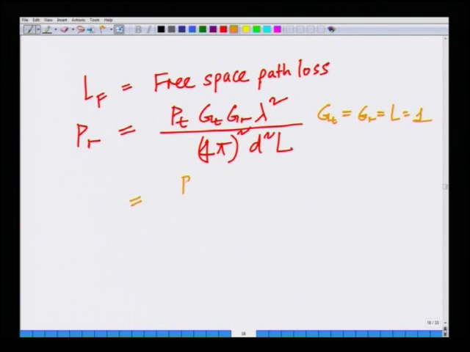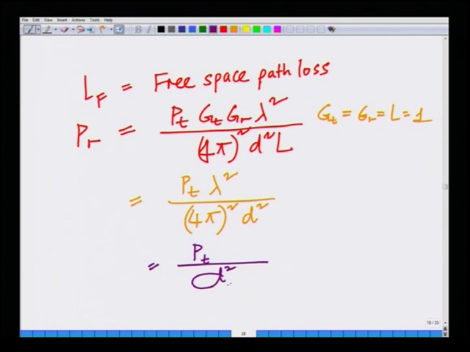In which case this becomes equal to Pt lambda square divided by (4 pi) square d square, which can be written as Pt divided by [d square divided by (4 pi) square lambda square], and this factor, d square divided by (4 pi) square lambda square, is nothing but the free space path loss.